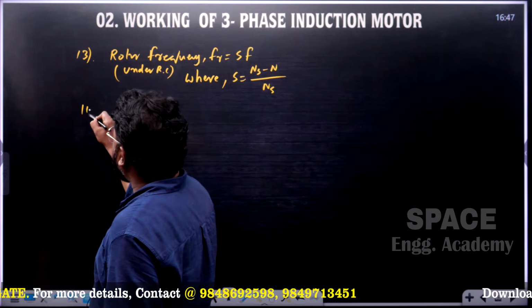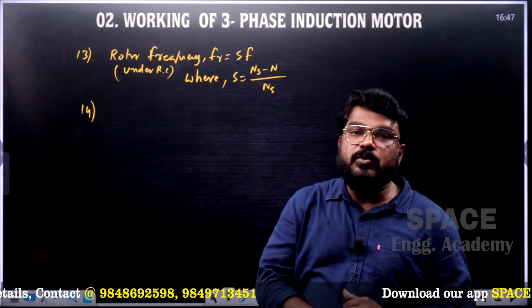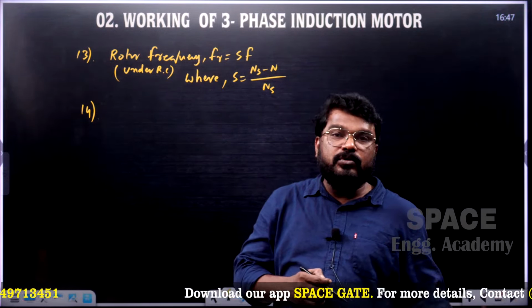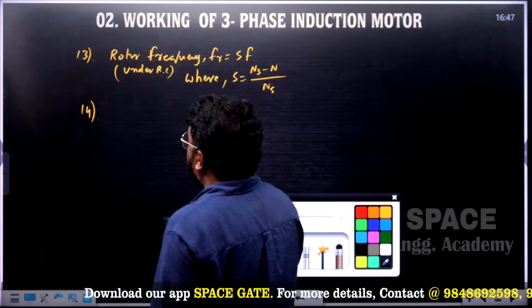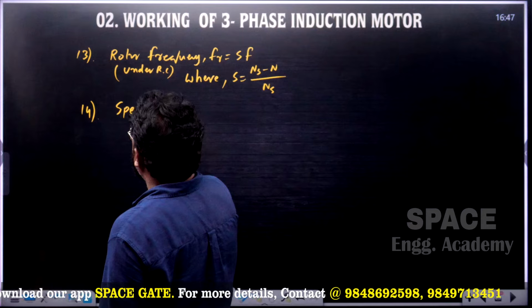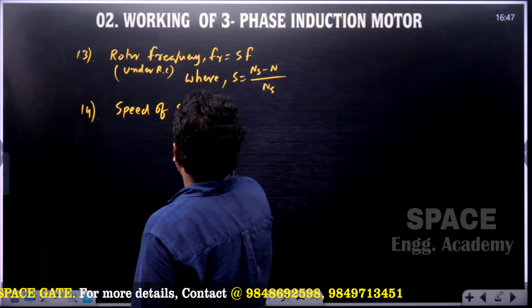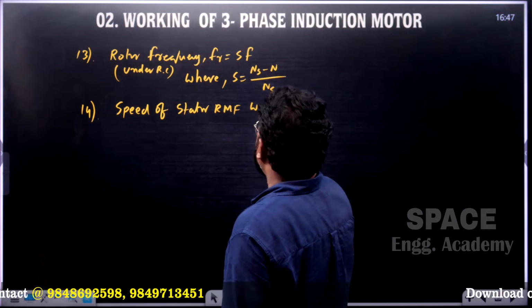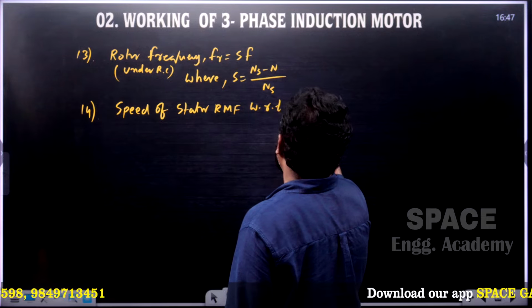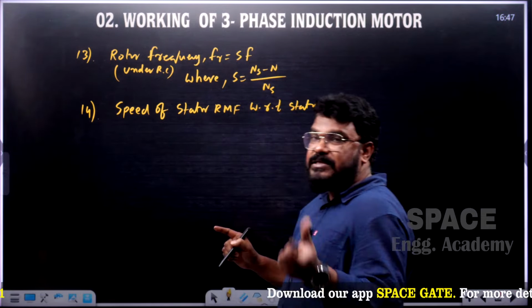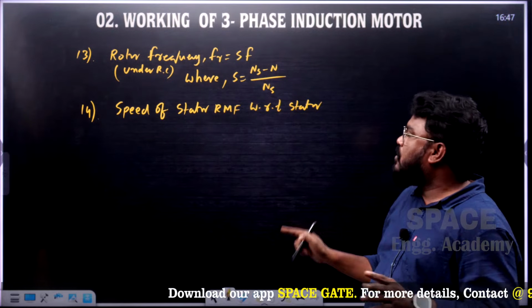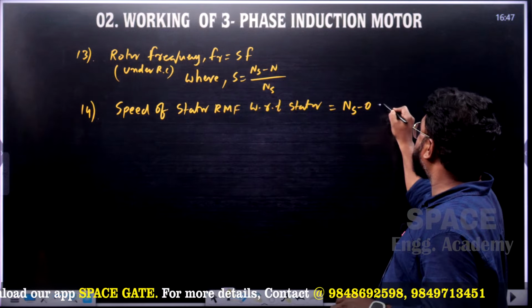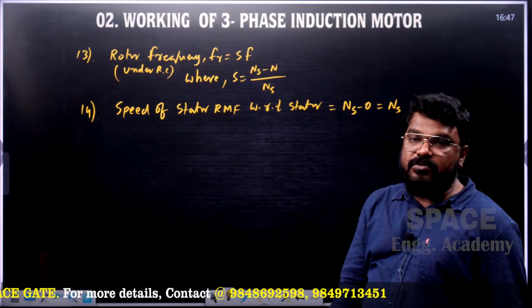And the next possibility of the question: speed of the stator rotating magnetic field with respect to the stator. Very important one. The speed of the stator RMF with respect to the stator: the speed of the field is always ns, the speed of the stator is equal to 0, so the relative speed is ns minus 0, which is equal to ns. Like this you can calculate.